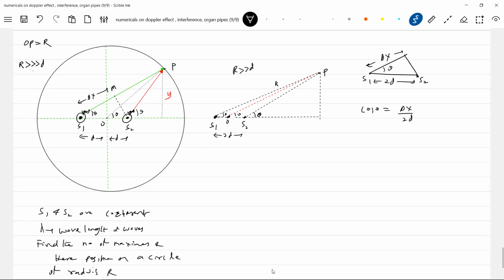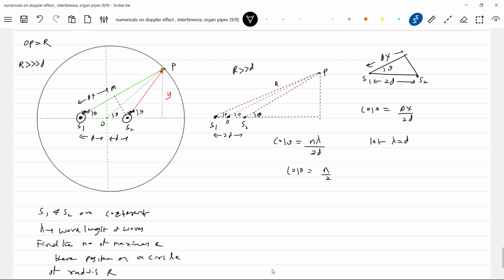Now I'm interested in finding maxima. So for maxima, delta x equals n lambda. Now a relation between lambda and d is needed. Let the wavelength of the waves be lambda, and let lambda equal d. We'll put that condition. If lambda equals d, then we get cos theta equal to n by 2.